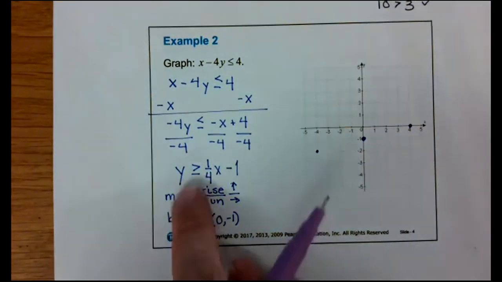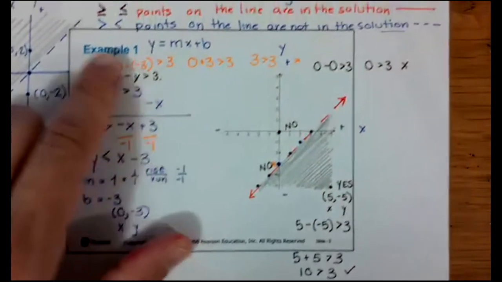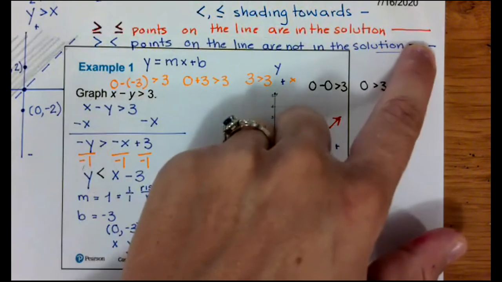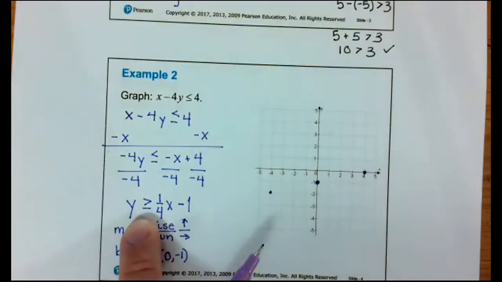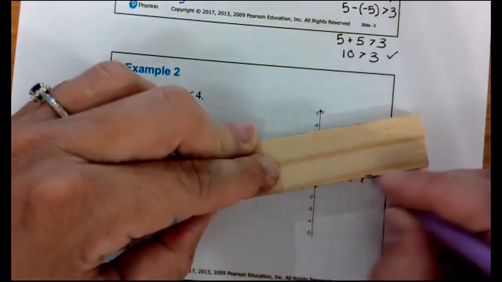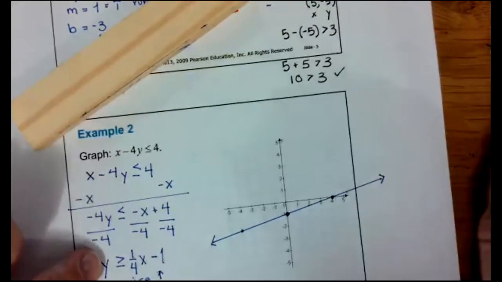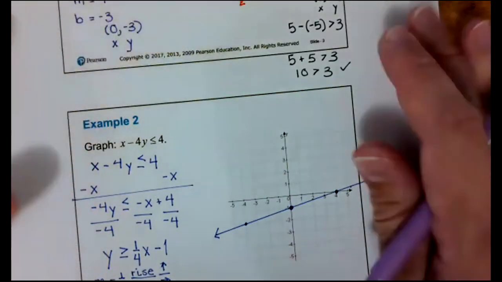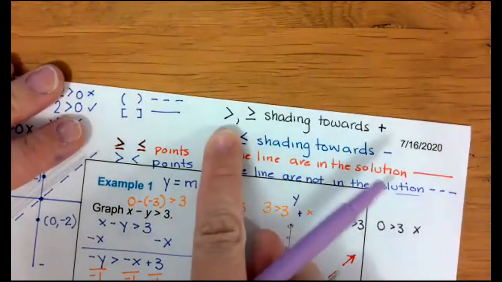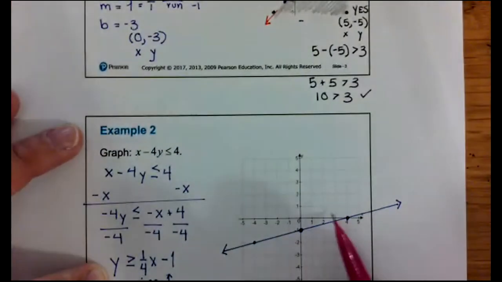That's my line. My line is solid because there is the equal to sign, right? Points on the line are in the solution, so it can be a solid line. So I'm going to make a solid line through these 3 points. Draw the arrow to show it goes on forever. And then y is greater than or equal to. So for greater than, we're shading towards positive y. Positive y is up, so we're shading above the line.